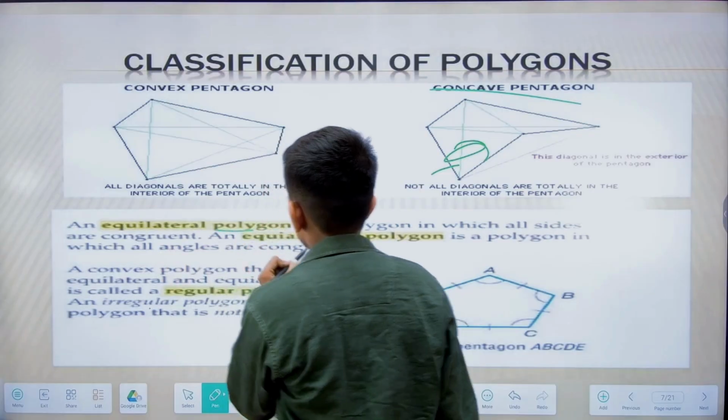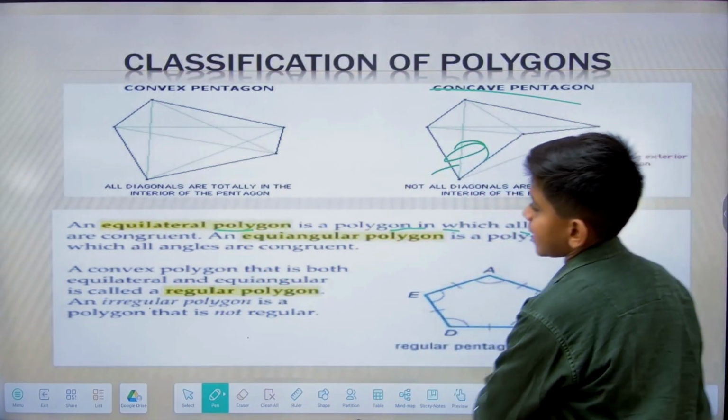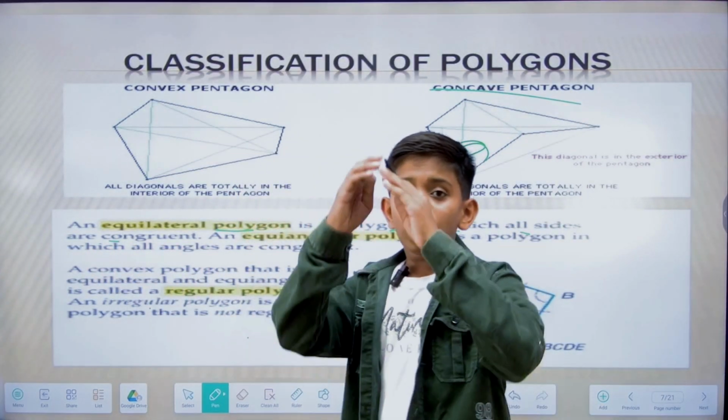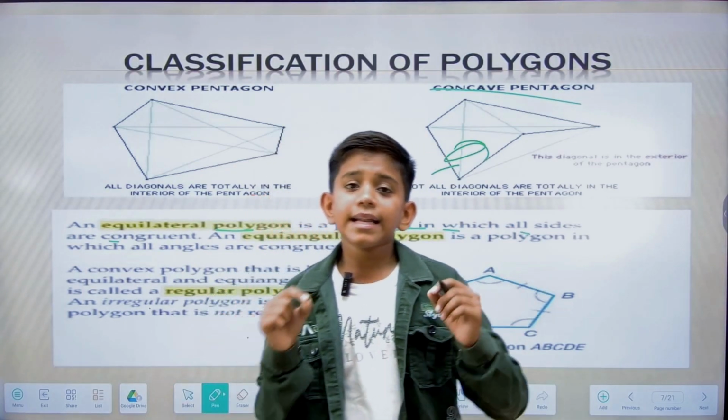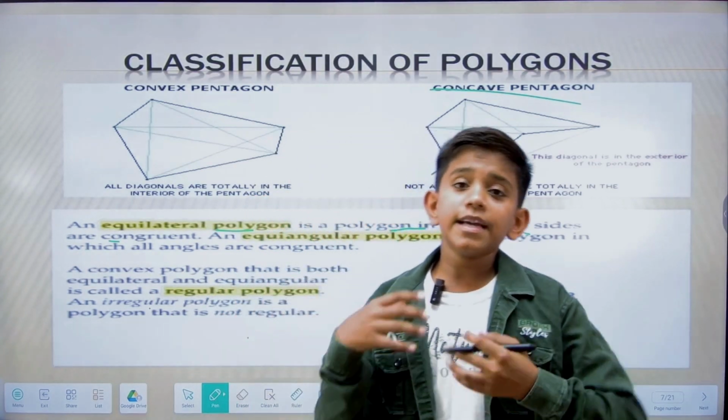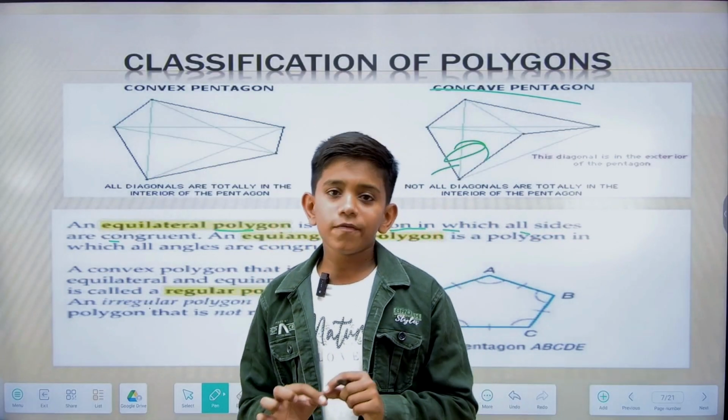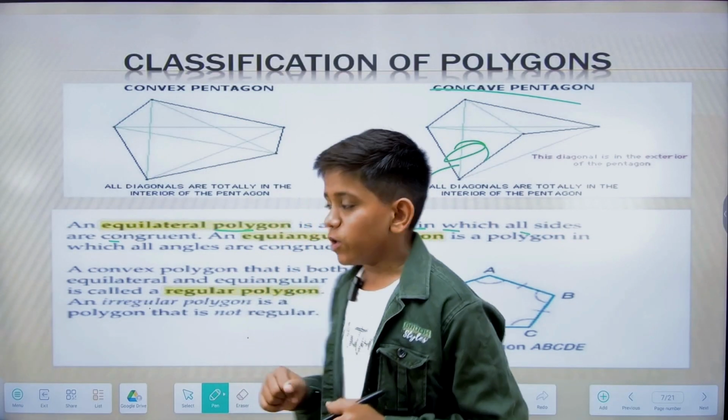An equilateral polygon is a polygon in which all sides are congruent, means all the sides of the polygon are equal. And what is an equiangular polygon? All the angles of the polygon are equal.